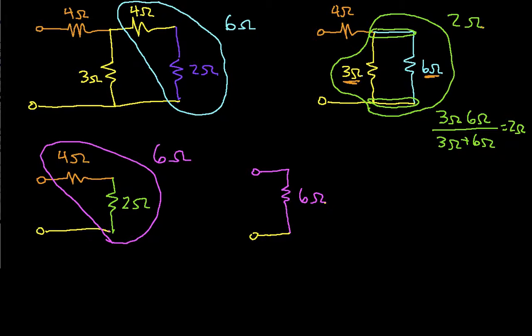But basically, we're done. We've taken a very complicated network whose primary function in life is to be a complicated network for this sort of analysis, and reduced it to an equivalent 6 ohm resistor.